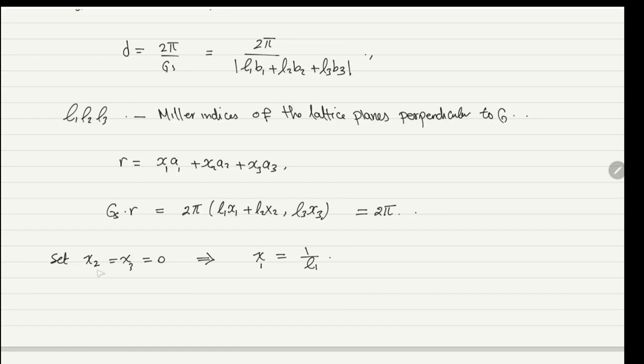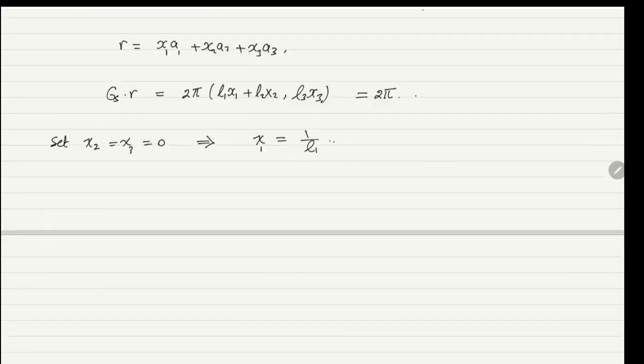With the same technique, set x1 and x2 equal to 0. In this case x3 equal to 1 over L3, and x2 will be equal to 1 over L2 if we set x1 and x3 as 0. In other words, the Miller indices L1, L2, L3 of the lattice plane might be defined as the reciprocals of their intercepts on x1, x2, and x3.